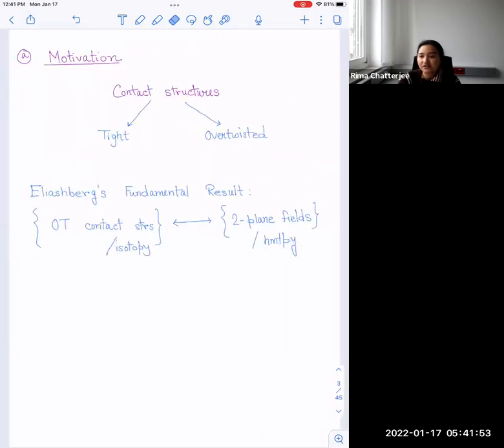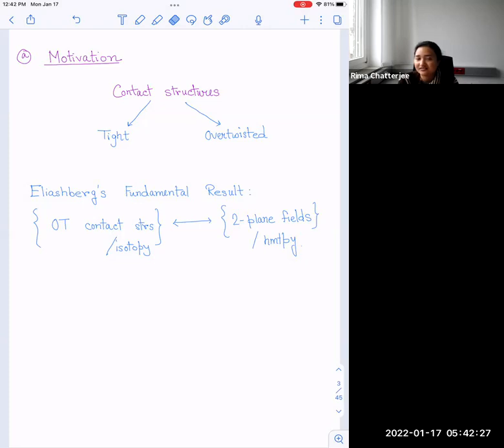Okay, so I'll start with the motivation. In the contact world, we have this nice dichotomy, which is tight contact structures versus overtwisted contact structures. For now, I'm not going to give you the definition of tight or overtwisted contact structures. So let's just put a black box around it. But what I'll say is that in the literature, tight contact structures are those which have the spotlight on them. So people are really interested in tight contact structures. People care about them a lot.